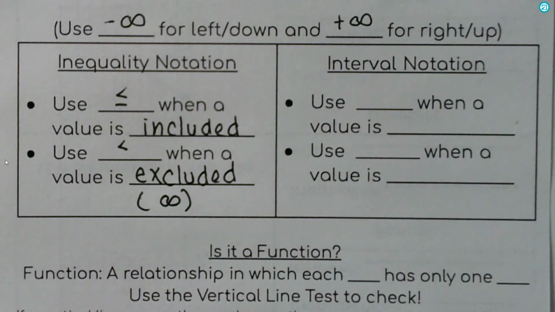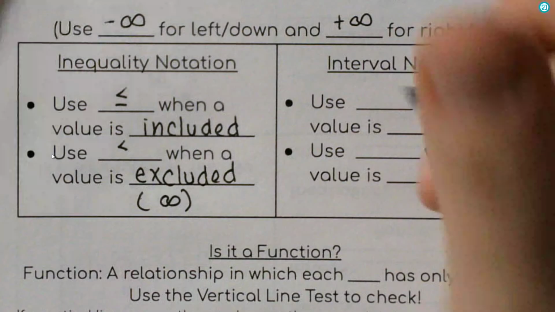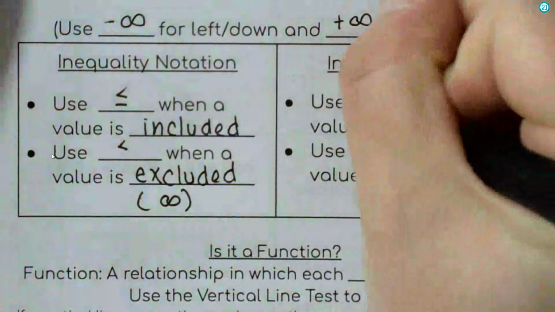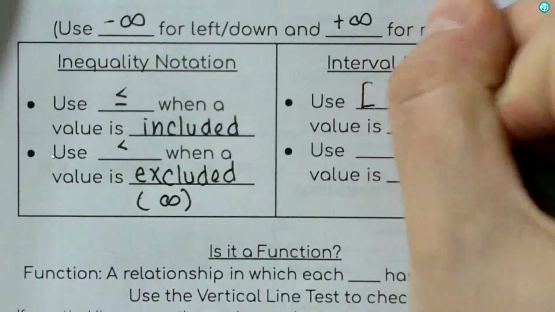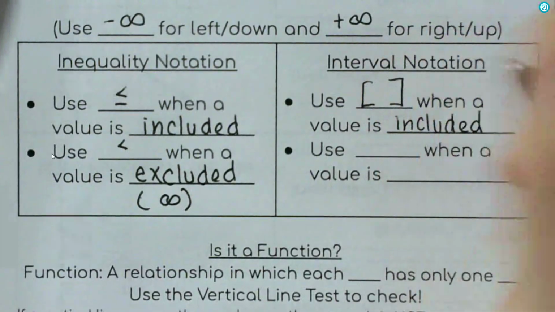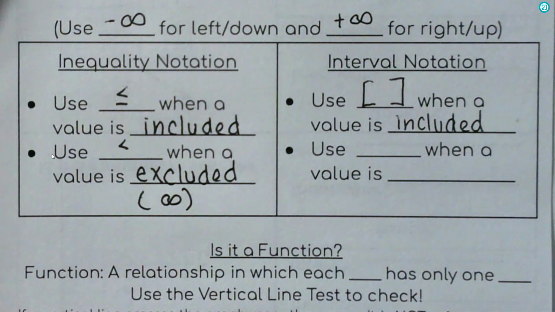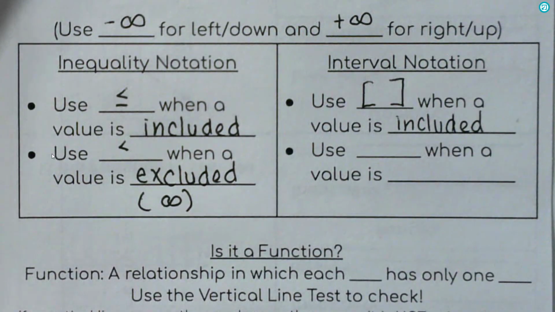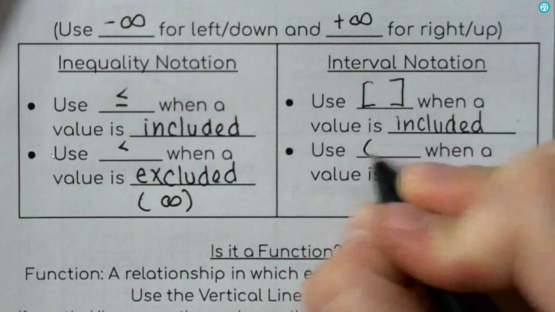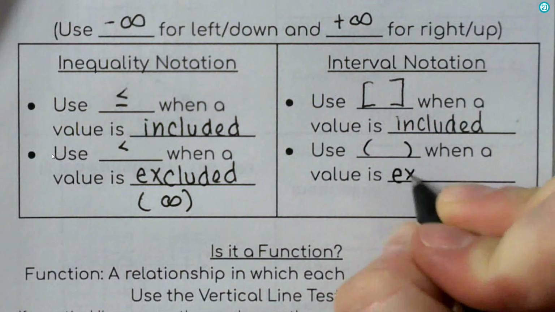All right, the other notation we're going to use is called interval notation. Interval notation uses parentheses and brackets. We use brackets when a value is included. And we will use parentheses when a value is excluded.